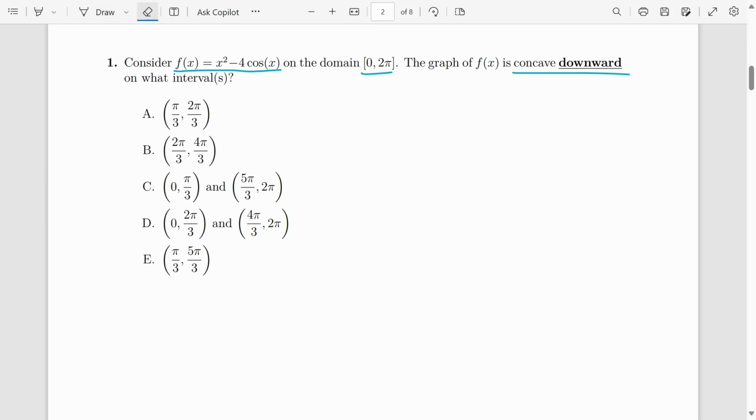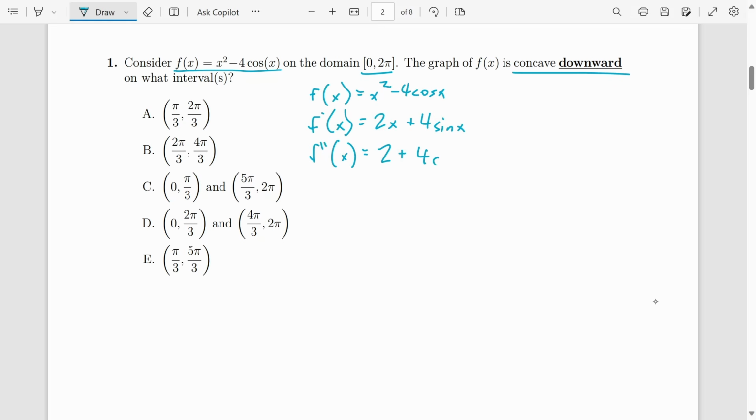So first off, finding that second derivative, we're going to have to do two derivatives. So if our f of x is x squared minus 4 times cosine x, our first derivative, f prime of x, that's going to be 2x minus, this cosine is going to become negative sine, so that's going to be plus 4 sine x. And then now our second derivative, f double prime of x, that's going to be 2 plus 4 cosine x. So that's our second derivative.